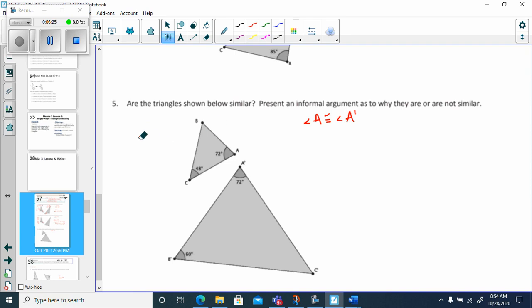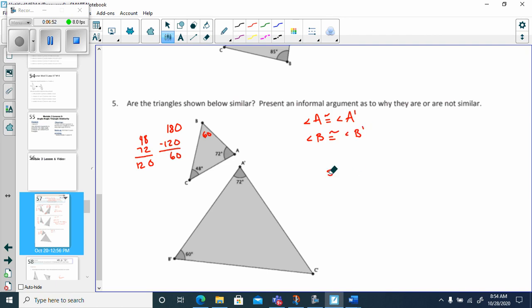Let's find it here. If I add 48 and 72, I get 120. The three angles would add up to 180, so I know that the sum of these two is 120. I'd subtract that, and this angle is 60. Angle B and angle B prime are both 60, right? Angle B is congruent to angle B prime.